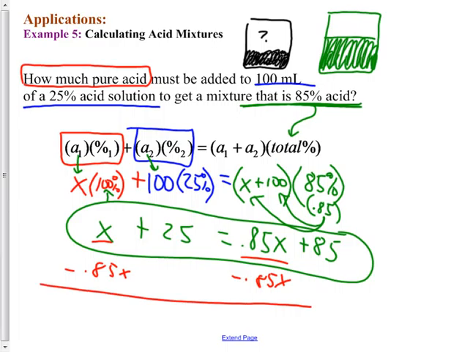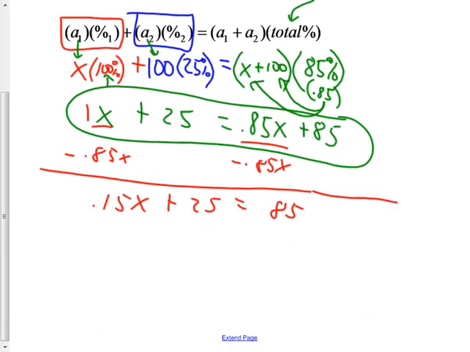Draw the line. Then I have 1x minus 0.85x is 0.15x plus 25 equals 85. And then I subtract 25 from both sides, 0.15x equals 60. And then I divide by 0.15 on both sides. X equals, is it like 300 or 400 or something like that?